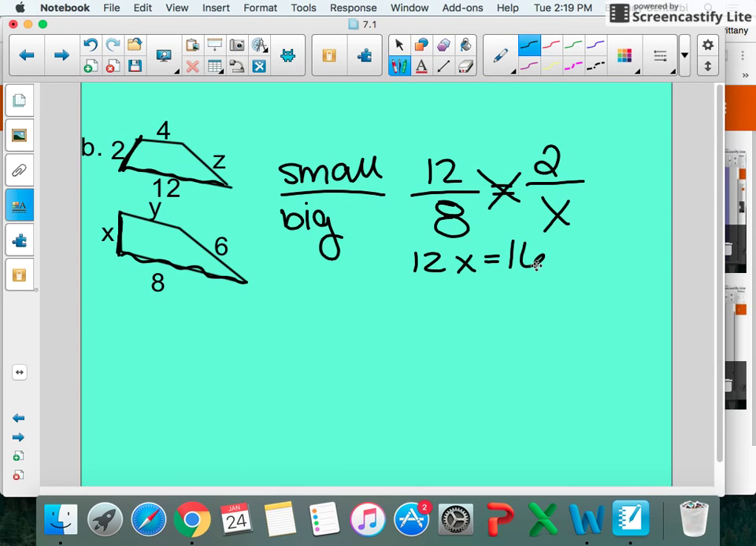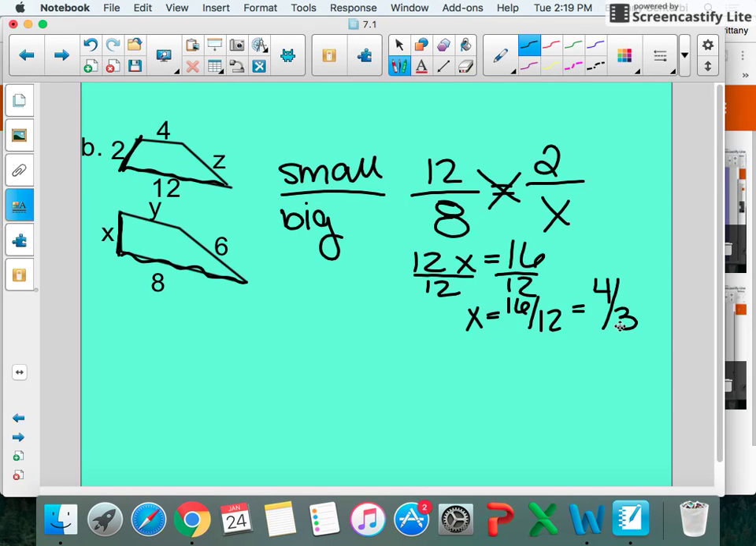And from there we can simplify. So we're going to divide by 12. So you get X equals 16 over 12. And if we simplify that, we get 4 over 3. And again, either of those are acceptable answers, or if you would like, you can make them into decimals. Okay, so now we have X.